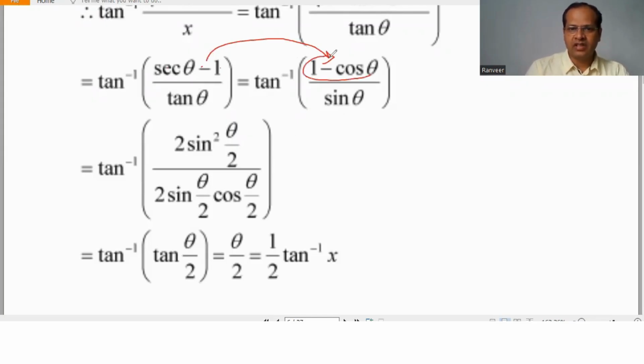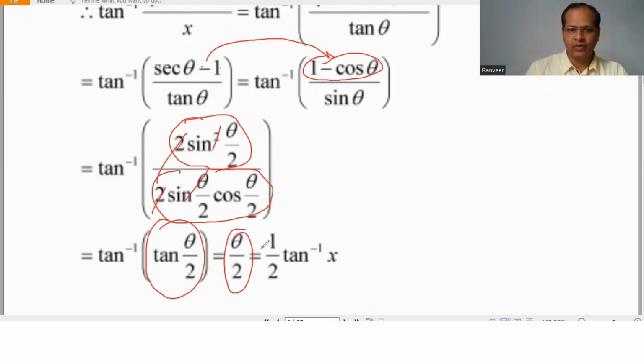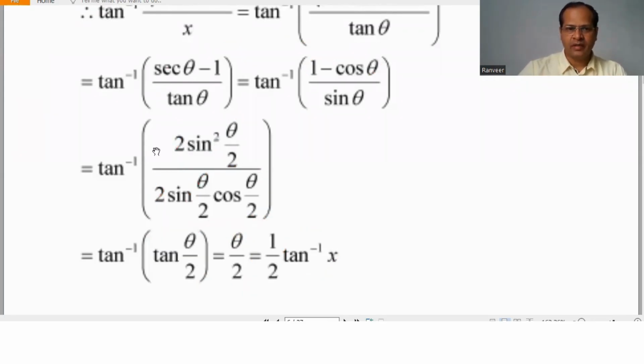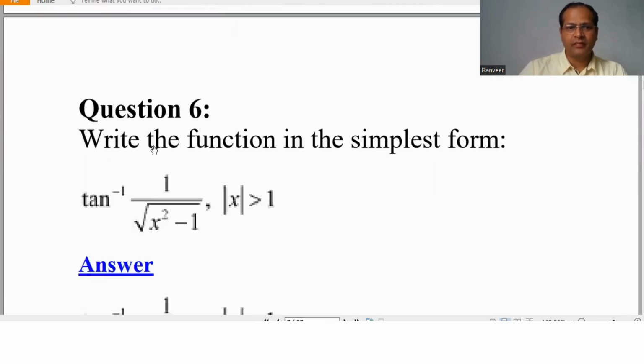Now the formula for 1 minus cos theta is 2 sin square theta by 2, and sin theta is 2 sin theta by 2 cos theta by 2. Here 2 will cancel, sin will cancel. So the remaining value is tan inverse tan theta by 2. This is theta by 2, and in place of theta we substitute tan inverse x. So this is the way, just by proper substitution, we solve.